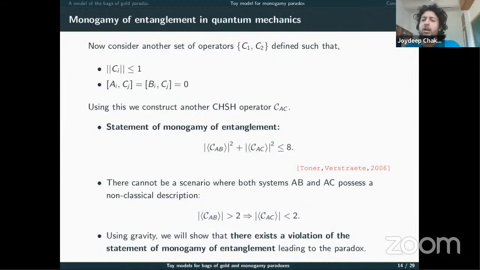And using this, we can construct another CHSH operator, C_AC. The statement of monogamy of entanglement is that the CHSH operators of the AB regions and the AC regions, squared and summed, should be less than or equal to 8. So this is a fairly strong statement. In other words, there cannot be a scenario where both systems AB and AC possess a non-classical description. So if C_AB is greater than 2, it implies that C_AC is less than 2. However, using gravity, we will show that there exists a violation of this statement of monogamy of entanglement in effective field theory, leading to this paradox.